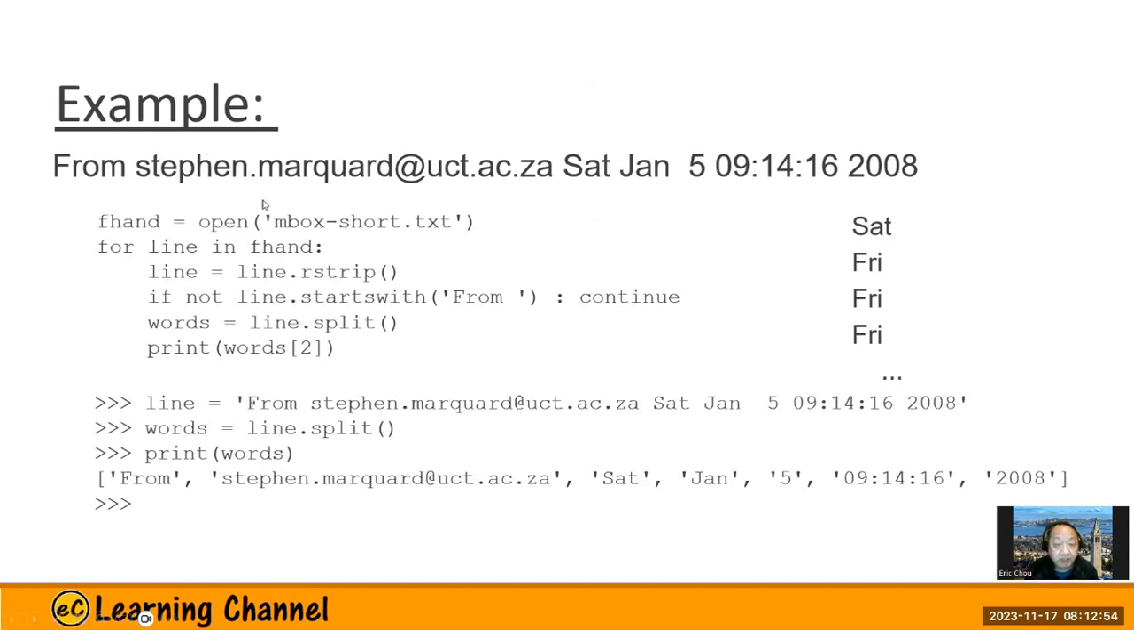Okay, so right here we have a file. We actually have a text file, and then we go through every line, and then we strip it, and then look at the lines starting with From. Okay, so from, you will see the From. That's a message, and then you split it. You separate it by these.